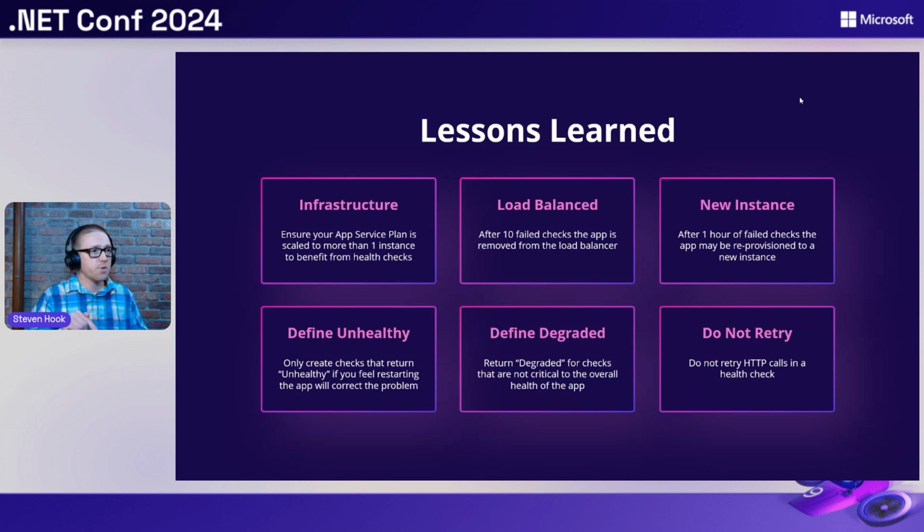From the infrastructure side, do make sure that your app service plan is scaled to more than one instance to benefit from the health checks, right? Otherwise, you could be bringing them down. And again, we've covered these. They're just takeaways for you as well. For the load balancing, we mentioned that after 10 failed checks, which is configurable, you're going to go to the load balancer. The big one there: after 1 hour of failed checks, you may be re-provisioned.